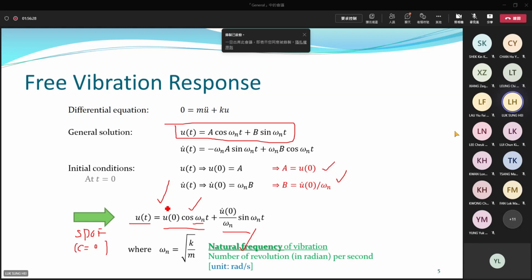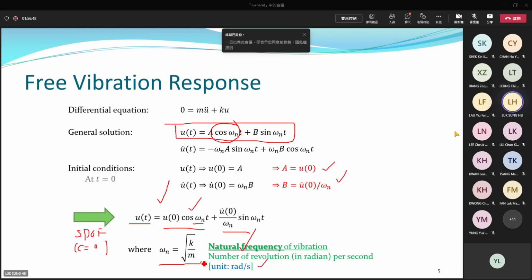of vibrations. What is the physical meaning? You can see that this natural frequency is within the sine cosine function. They talk about the oscillation frequency. The oscillation frequency, number of revolutions per second. The unit they measure using is radian per second.